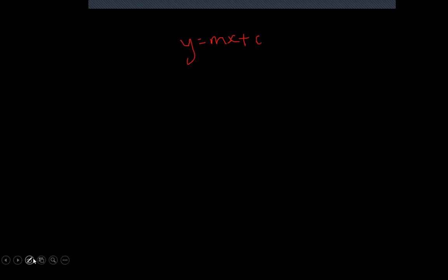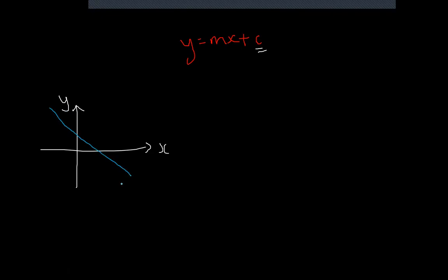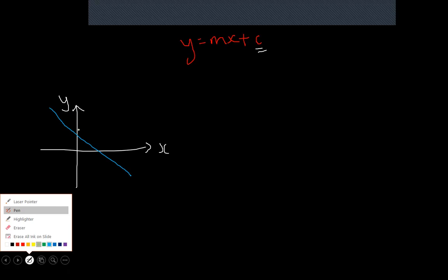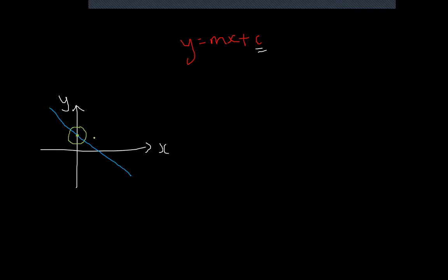The general form of a straight line is y equals mx plus c, and we said that c is the y-intercept. What do I mean by y-intercept? Say I have my y-axis and my x-axis, and I have this line here. You see this point? Wherever the line cuts the y-axis, that's known as my y-intercept, and it has the coordinates 0 and then whatever number it is.